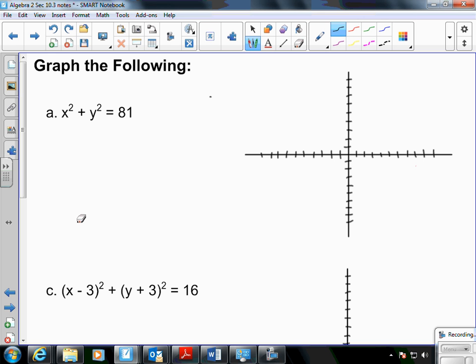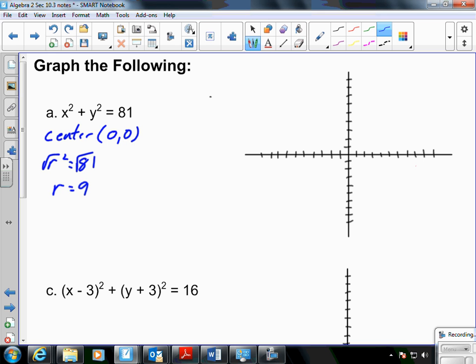Now we're actually graphing these equations. So in order to graph them, we need to know the center and the radius, just like what we just did. So the center of this first one, x squared plus y squared equals 81. There is no h and k added in with the x and y, so that's going to be 0, 0. And r squared equals 81. So I take the square root of that. That's going to give me r equals 9.